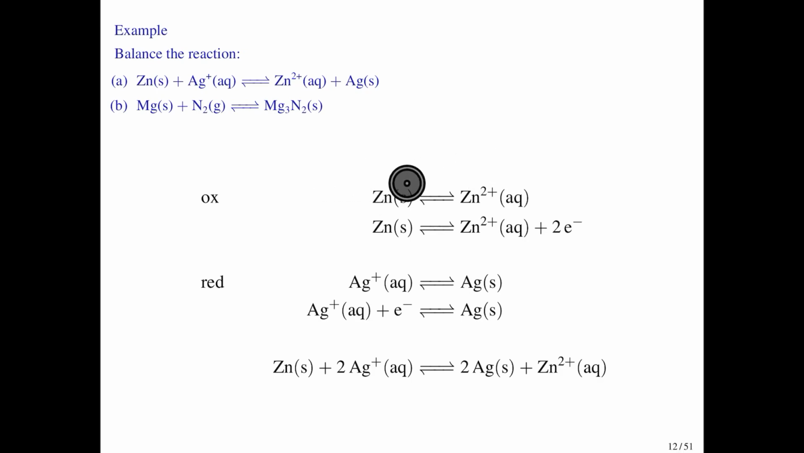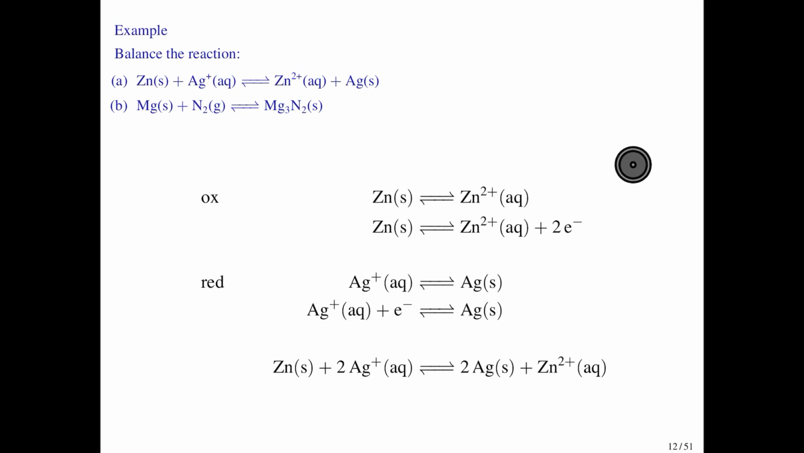Okay, so that's the first step in balancing the half reactions, is you write down the skeleton half reaction. Then you want to balance that skeleton reaction with respect to atom type first. Okay, in this case, it's already balanced. We've got one zinc on this side and one zinc on the other side. The next step is to balance with respect to charge. And the way that you balance charge is by adding electrons.